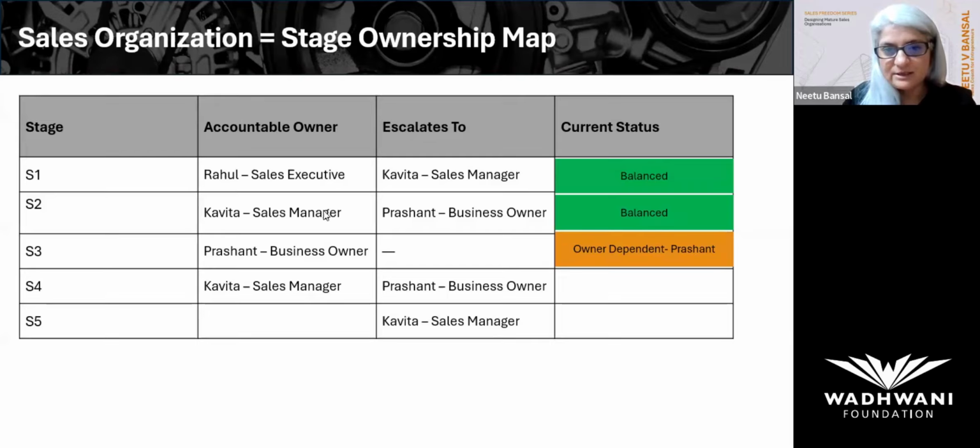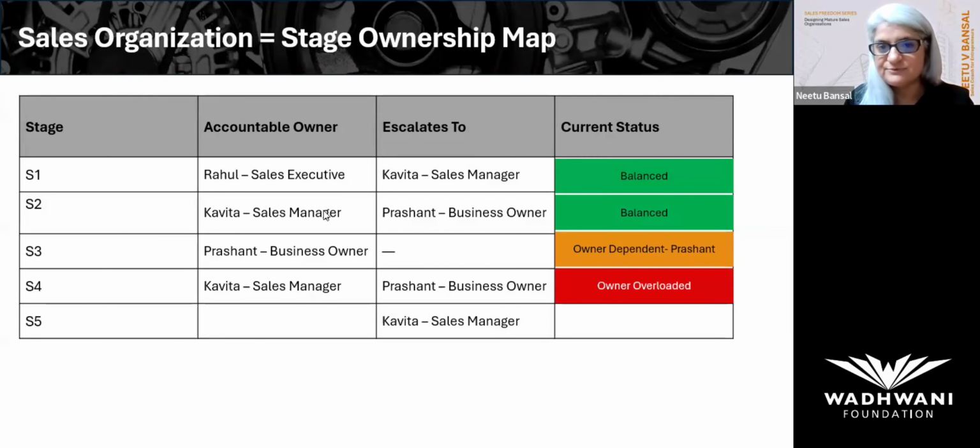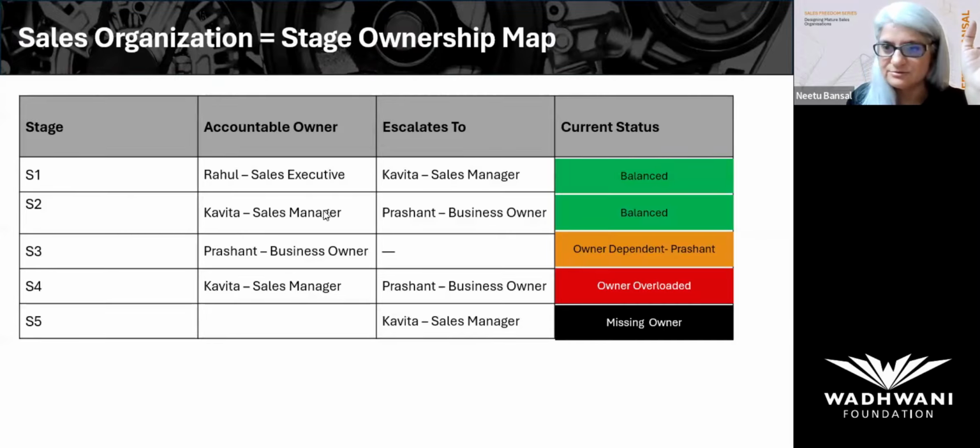Then we've got, again, stage 4. Again, Kavita is there. Prashant is there. By now, you know, the owner is overloaded. And the last one, there is no owner at all. Straight escalation goes to Kavita. There is nobody who's accountable for it. Now, this will show you the gap and why you are overloaded, why some of your team members are overloaded, and why some of your team members are sitting idle. At the same time, why for some of your stages there is always a delay, because there is no accountable owner.